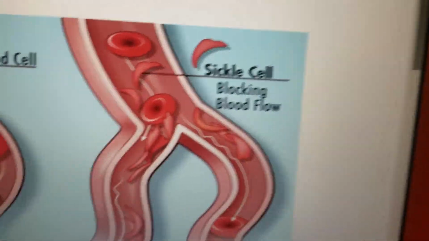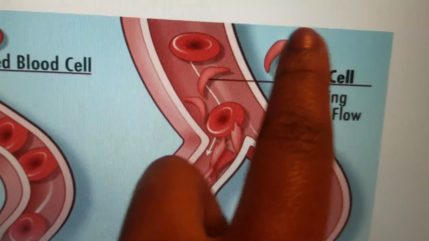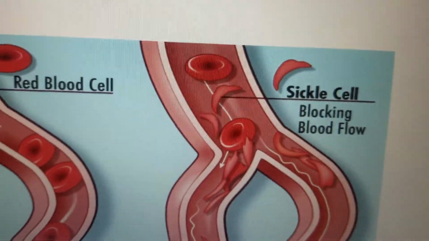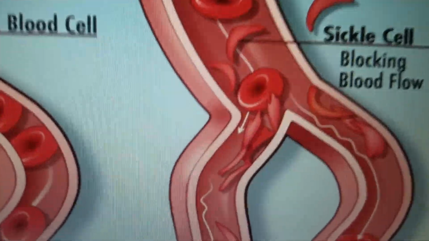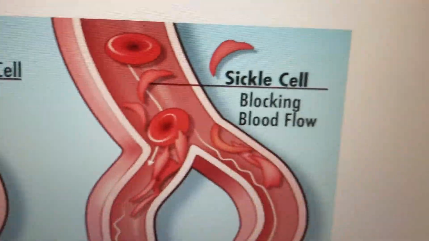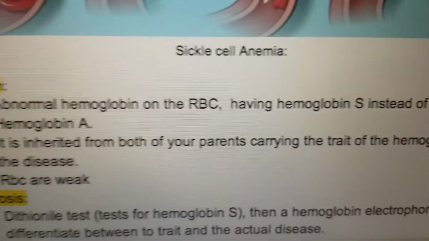Now, this is how sickle cell red blood cells look. They change in shape and they look like this. They're very stiff and sticky. They like to stick to these vessels, and eventually they will block blood flow to these vessels here. Okay, so that's what is going on right now.